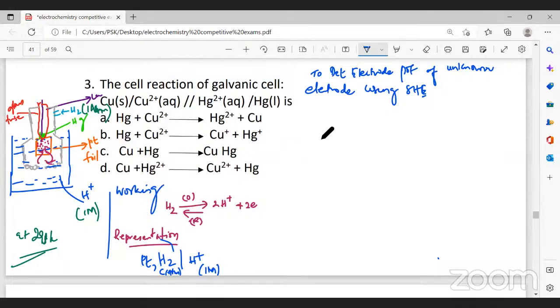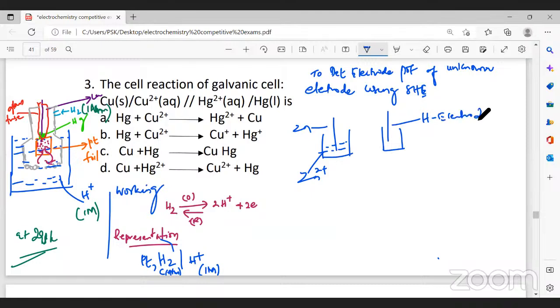Now pay attention here. I have an unknown electrode here. It's a zinc electrode. I don't know the potential of zinc because I don't know the concentration of zinc ions. Since I don't know the concentration of zinc ions, I call this an unknown electrode. This unknown electrode is connected to the hydrogen electrode. See, the representation is different. This is the construction of the hydrogen electrode. For simplicity, I have constructed it like this.